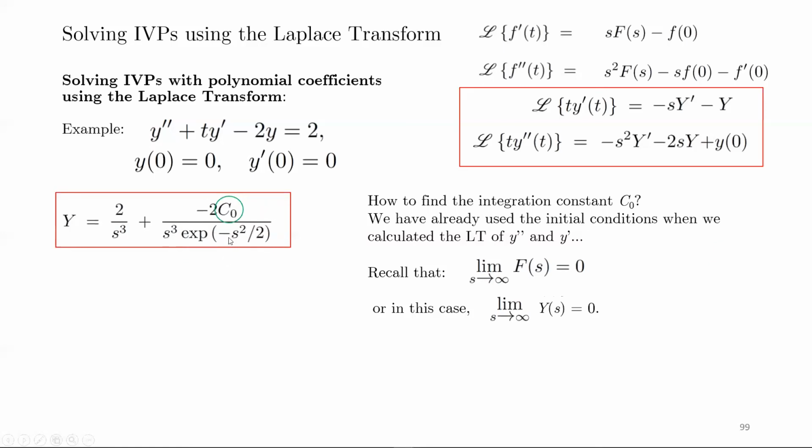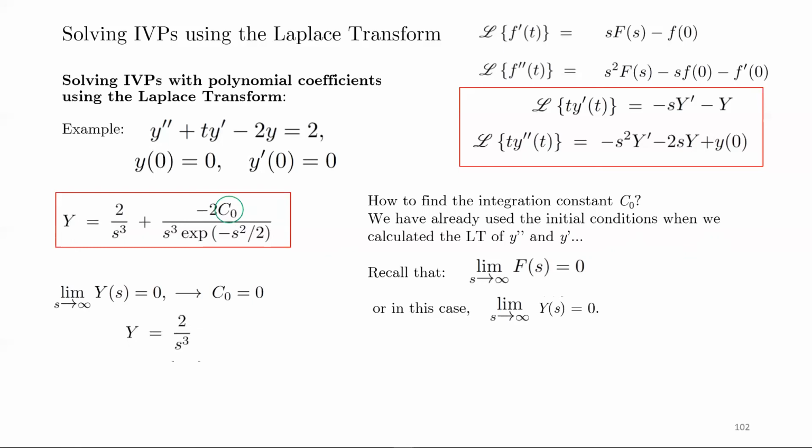You can check this using L'Hopital's rule, or any other way you can think of, but exponential is decaying to 0 faster than s cubed is increasing to infinity. So in fact what we get is a 1 over 0 situation here, and so this second term here is not going to 0 as s goes to infinity. This second term is going to infinity. Therefore, if I want y of s to go to 0 as s goes to infinity, my integration constant c0 has to be 0.